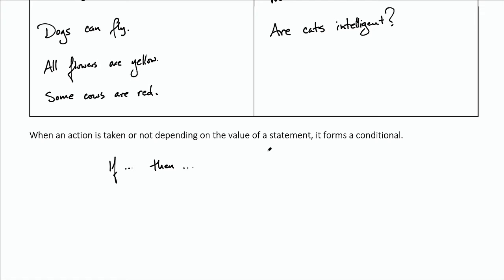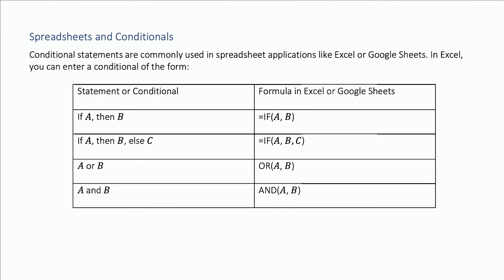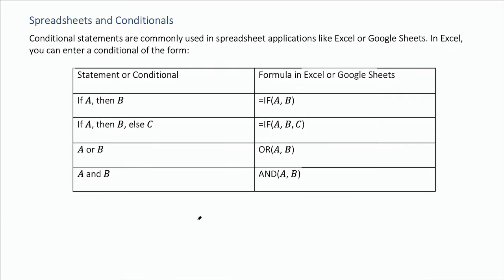Now these types of statements are actually very commonly used in our world today, and one example is in spreadsheets. I wanted to go over how those are used specifically, either in Microsoft Excel or Google Sheets, the two most common spreadsheet programs used by the general public. So I just wanted to go over a few of the types of statements that we see.